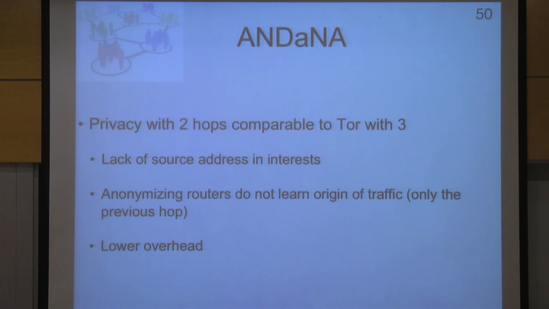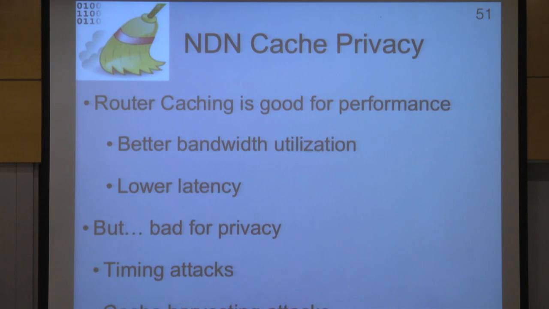Because you need three onion routers in Tor to get the same security, because the first onion router knows the source. Okay? Well, here the first hop onion router, OR1, doesn't know the source. So that allows us to have fewer hops, obtain the same privacy, better efficiency. Okay? So lower overhead. Now, let's switch to cache privacy.